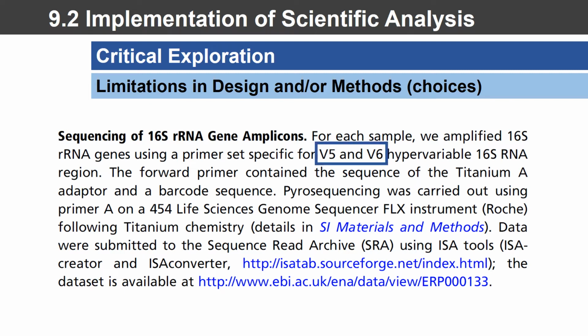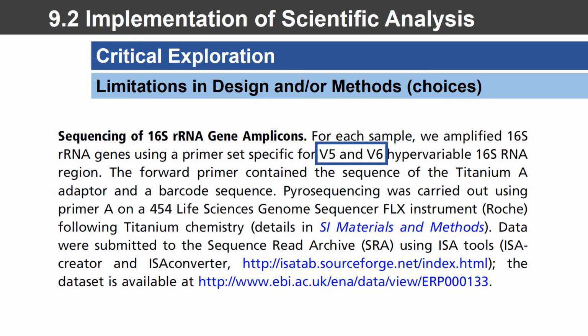And so I'm going to put those in boxes right here. The V5 and V6 hypervariable region. It just so happens that there are 9 variable regions within the 16S region, and they're only going to look at 2 of them, V5 and V6. Now, there's reason for that, and that's because a lot of the gut microbes fall within those 2 regions, 5 and 6, for their barcoding abilities.